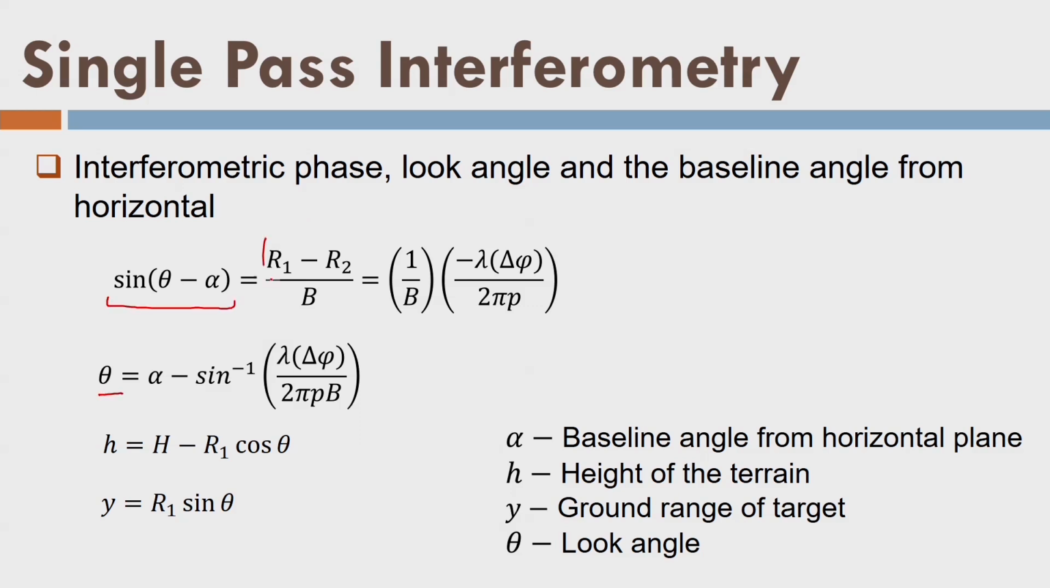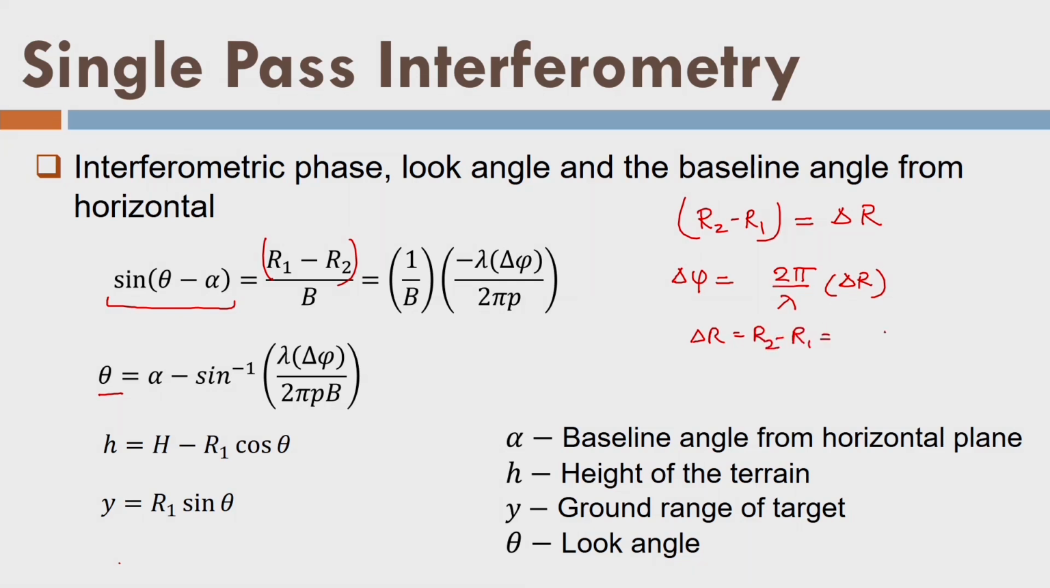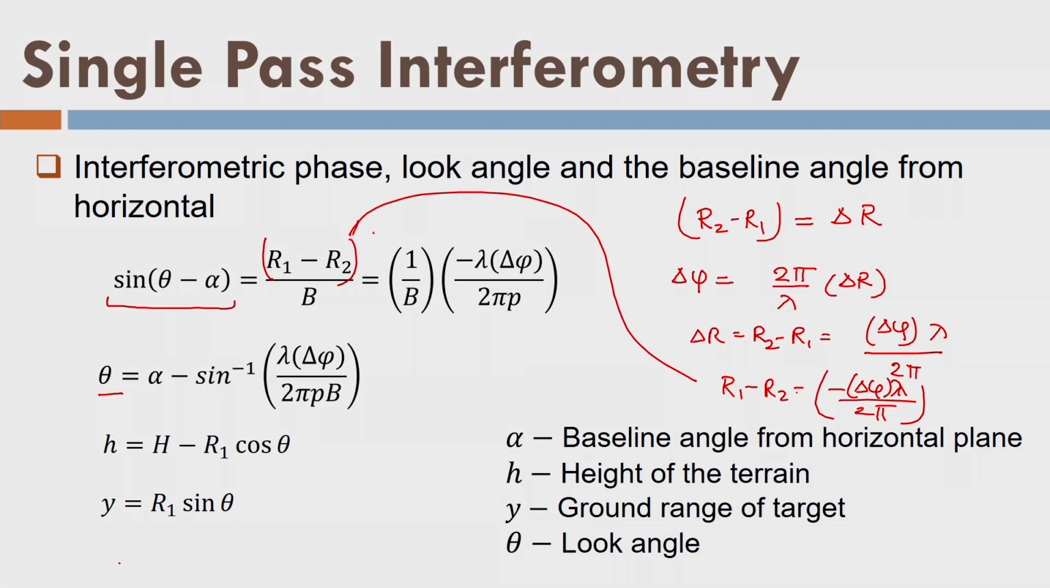Before that, remember the phase difference: R2 minus R1 is equal to delta R. Here we know that delta psi is equal to, in the case of single pass interferometry, 2 pi upon lambda into delta R, where delta R is R2 minus R1. So I say that delta R, which is R2 minus R1, is delta psi into lambda by 2 pi. And if I take R1 minus R2, then it becomes minus delta psi into lambda upon 2 pi. So I replace this value over there, and I will get this value.